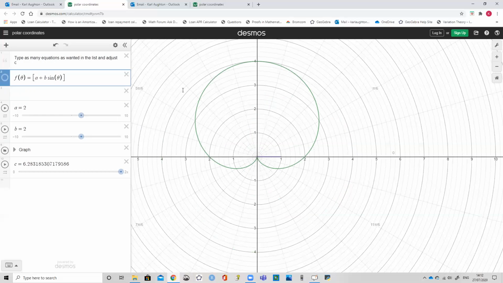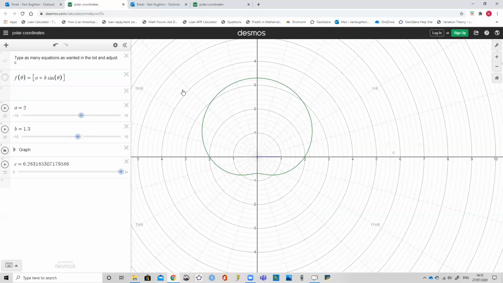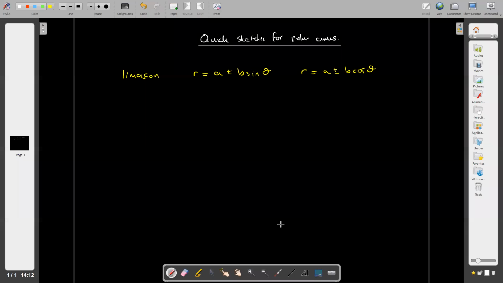And finally, if we make it so that a is bigger than b, so here I've got b is 1 and a is 2, then it becomes like a dimple. This is called a dimpled limacon. A dimpled limacon is when a is bigger than b. This is opening out upwards because it's plus sine, but it's a dimpled limacon. So we're going to look at sketching these now. Let's get to our whiteboard.